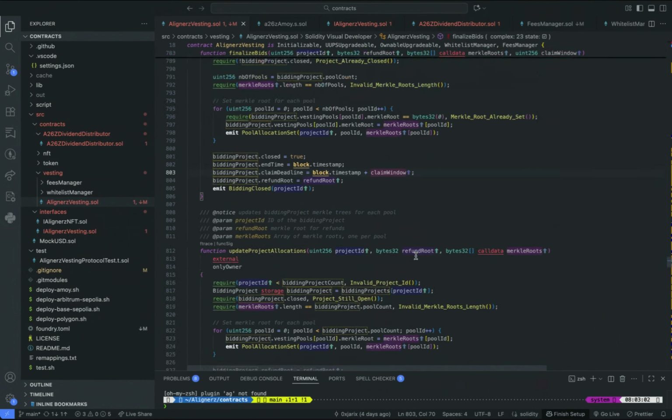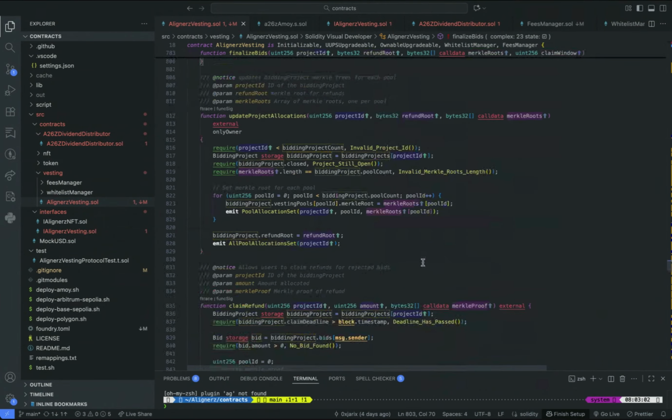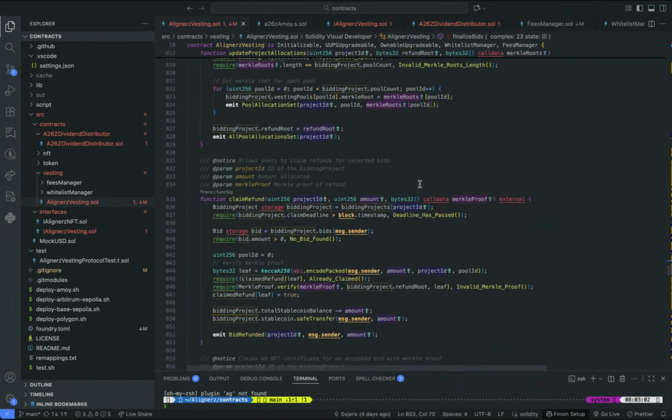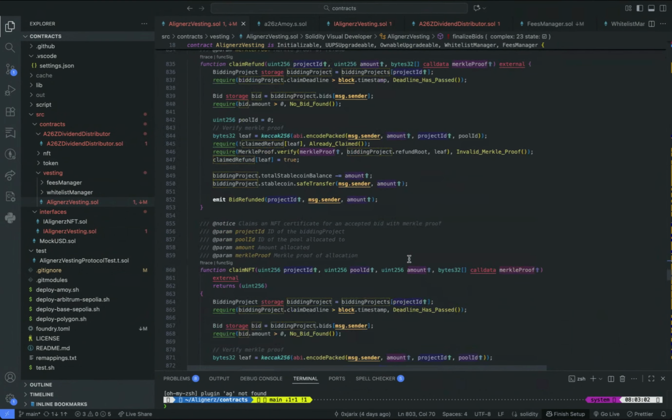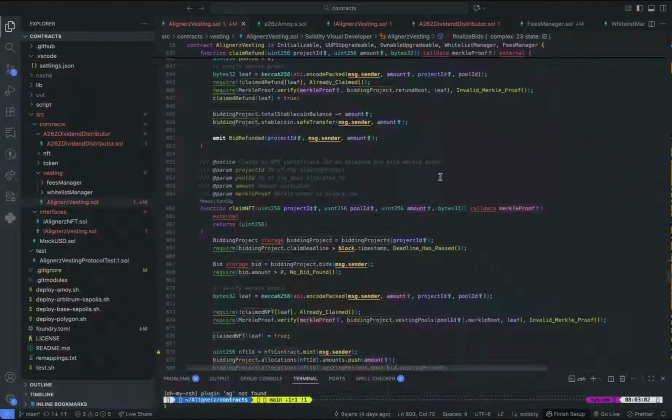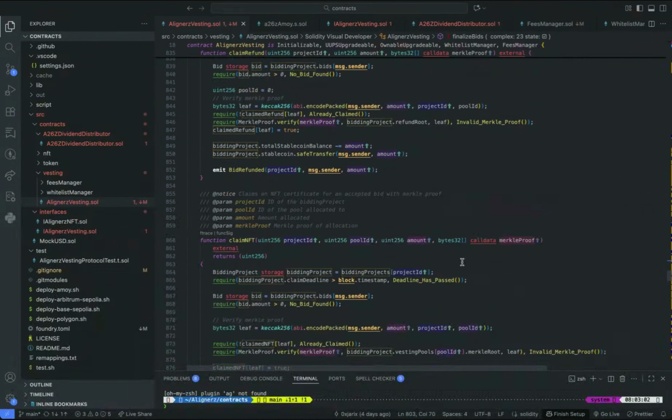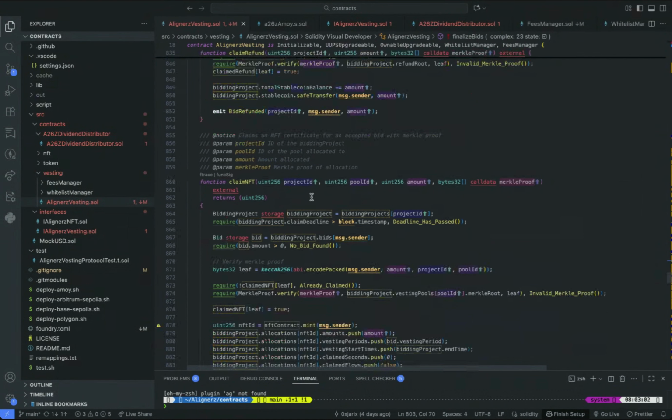And yeah, that's pretty much it for the bidding. Then once the bidding is complete, the user will have a certain claim window in order to claim that TVS or NFT. So here, TVS and NFT are used interchangeably. Sometimes I write TVS, sometimes I write NFT, but they're the same.